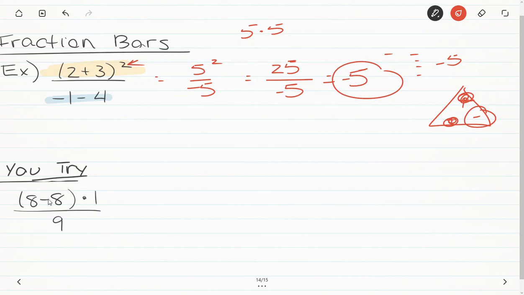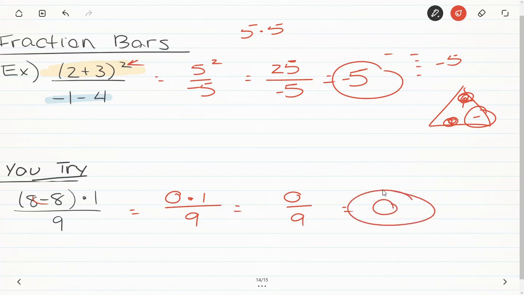So if we go to solve this one, starting at the top, I have to do the subtraction first. So 8 minus 8 would be 0. And I still have 9 on the bottom. Then 0 times 1 gives me 0. And 0 divided by 9 gives me a big old 0.